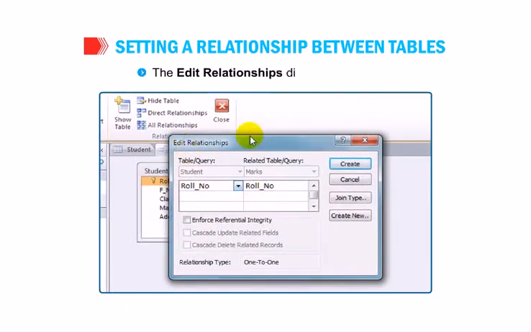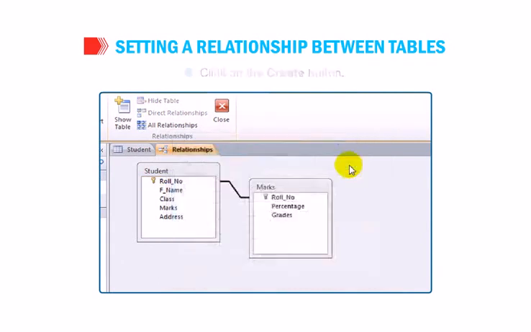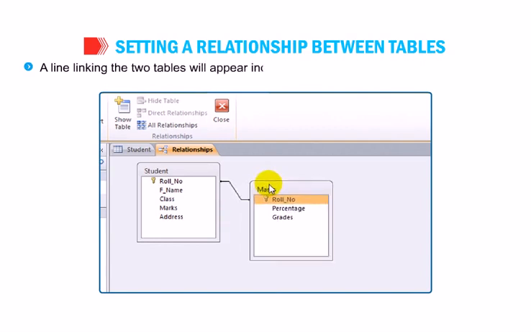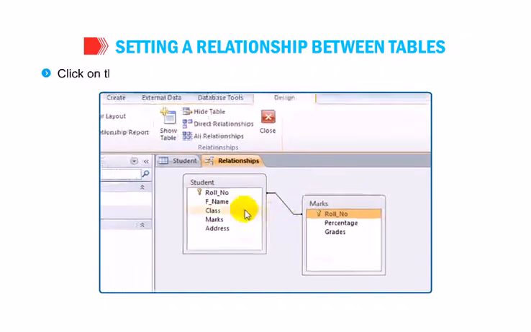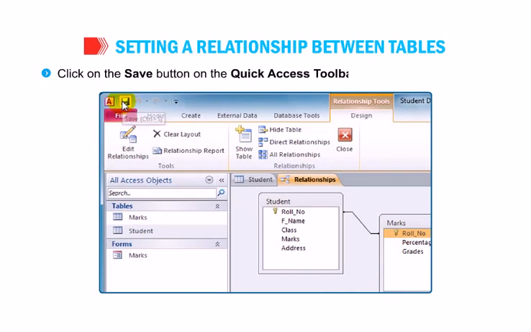The Edit Relationships dialog box appears. Click on the Create button. Access creates the relationship between the tables. This helps in joining two tables to form a large table. Thus, it reduces data redundancy and data inconsistency. A line linking the two tables will appear indicating that both the tables have been linked on the basis of the common field. Click on the Save button on the Quick Access toolbar to save the relationship.